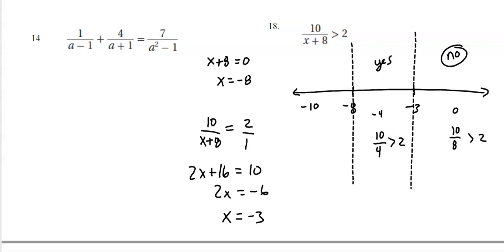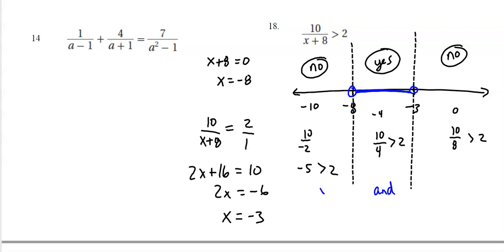Let's pick something like negative 10. So 10 over negative 10 plus 8, that'd be like 10 over negative 2. Well, that would be negative 5. Is that greater than 2? That's a no. So no, no, yes. So all of my answers live trapped in between these two. So this is going to be an and problem. So my x's need to be greater than negative 8. And at the same time, my x's need to be smaller than negative 3.